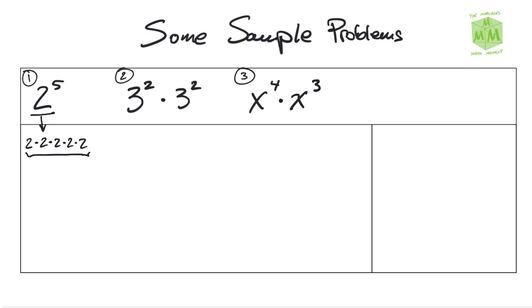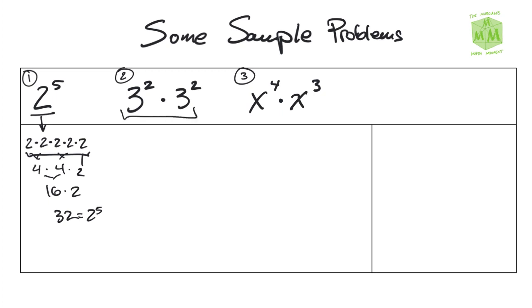If I were to solve or simplify it, I have 2 times 2, that's 4. 2 times 2 is 4, and then I bring this 2 down. 4 times 4 times 2 is 16 times 2. 16 times 2 is 32. So 2 to the 5th equals 32. There you go.